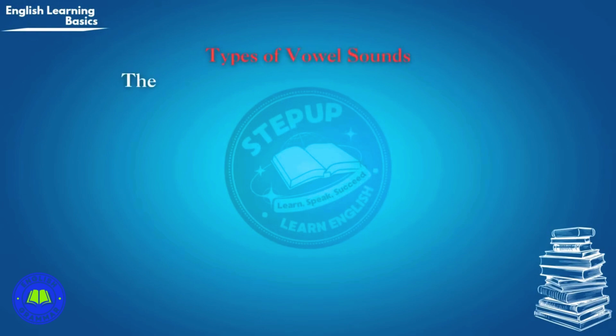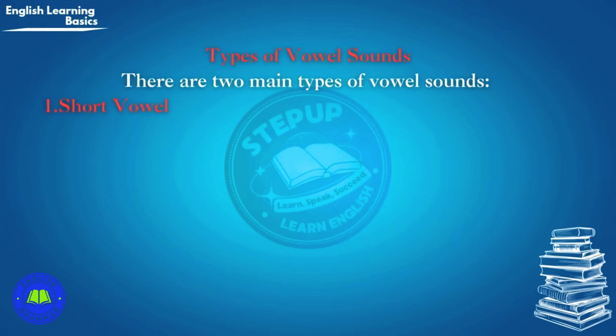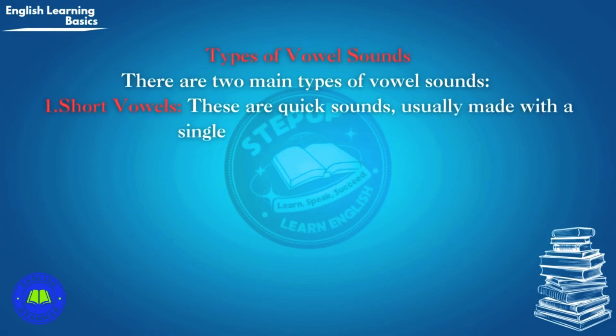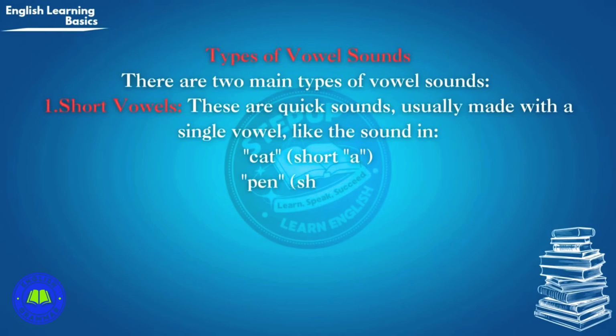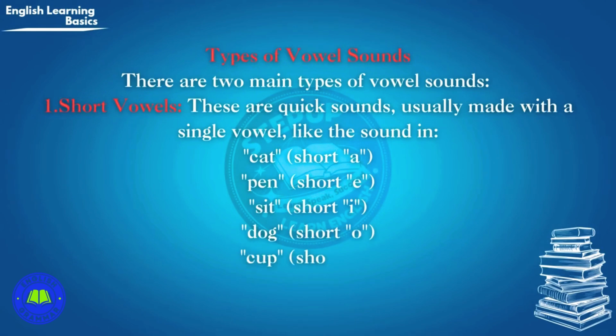Types of vowel sounds. There are two main types of vowel sounds. 1. Short vowels. These are quick sounds, usually made with a single vowel, like the sound in cat, short A, pen, short E, sit, short I, dog, short O, cup, short U.